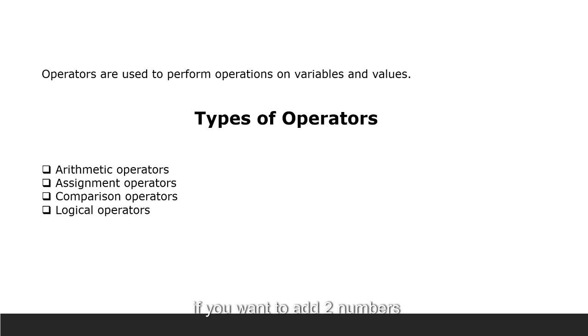For example, if you want to add two numbers, then plus is an operator. You need to tell which operation you want to perform with the help of operators. That's why operators are a very important topic, because most of the time when you are working on variables, you perform many tricky, complex operations or simple operations, but you can perform them only with the help of operators. Now, there are a few types of operators we have: arithmetic operators, assignment operators, comparison operators, and logical operators.